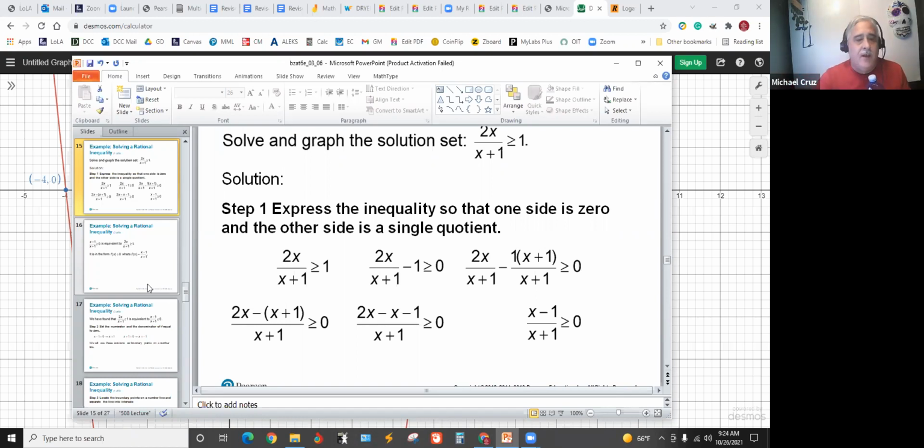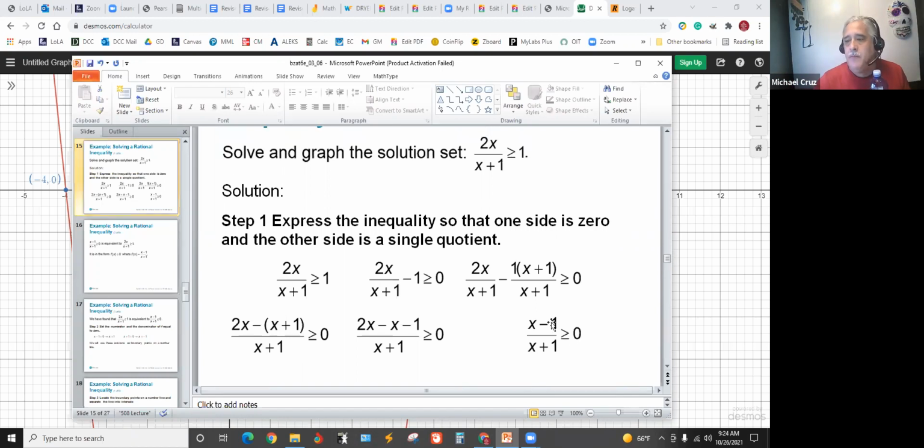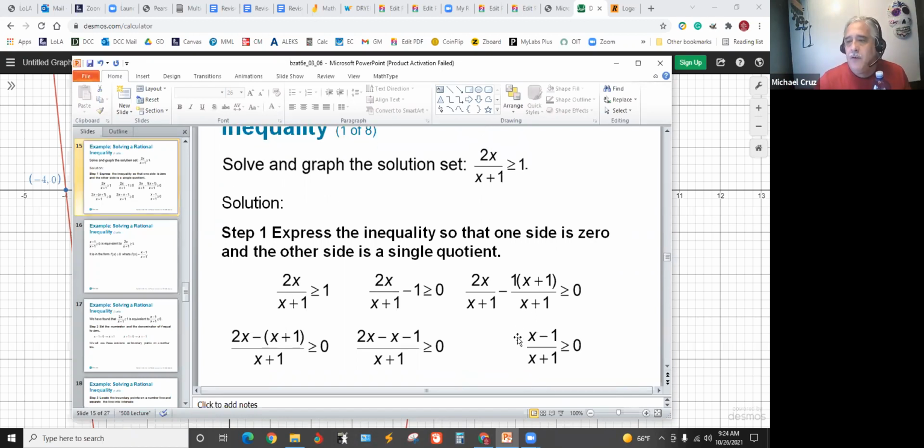Okay, we've got that top one right there. It says solve and graph the solution set of 2x over x plus 1 is greater than or equal to 1. Well, the problem with this one, we cannot proceed, is because it's got a 1 over there on the right, not a 0. So we've got to fix that. And how are we going to fix it?